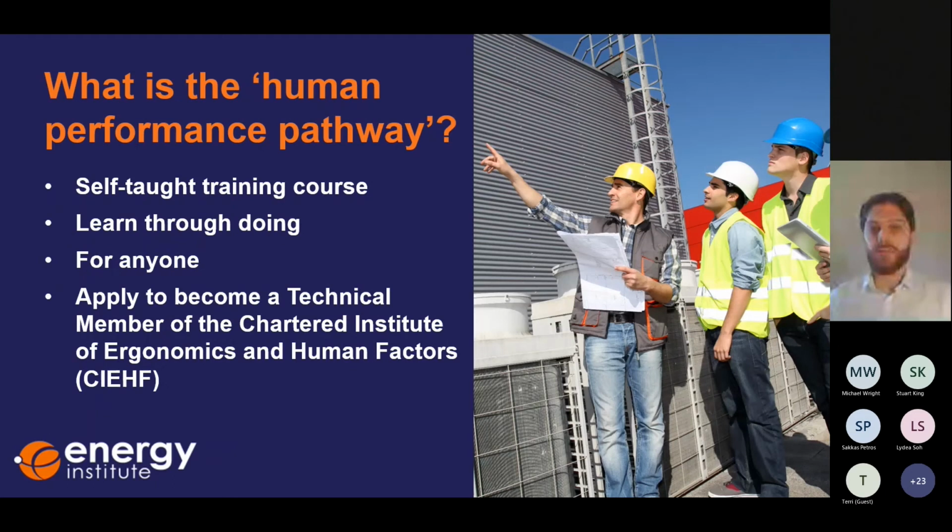So the Human Performance Pathway is a self-paced, self-taught online training course to be done while at work in your own time. The goal of the pathway is for you to learn how to manage human performance by actually doing it. Anyone who doesn't have an academic background in human factors can do this pathway, and they can learn how they can apply relevant human performance tools and techniques in their organization.